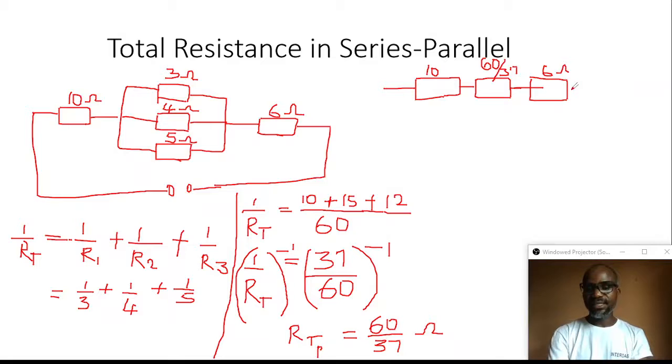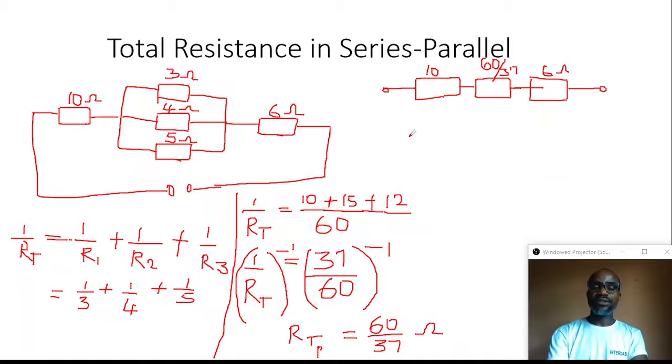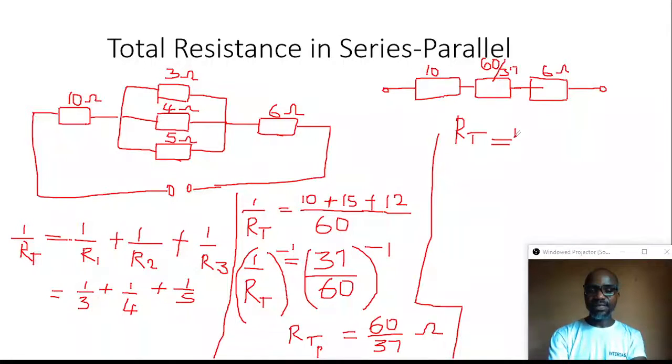Now what do we do? We are going to calculate the total resistance in series, because we have succeeded in connecting all the resistors offering resistances in a single loop, or like a chain. So the total resistance in series, once again, let me demarcate this to show that I'm entering into a new phase of calculation, which is RT for total resistance in series. The total resistance in the network is going to be 10 ohms, plus 60 over 37.